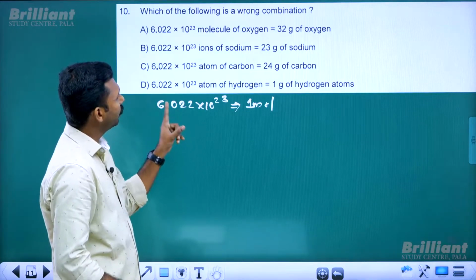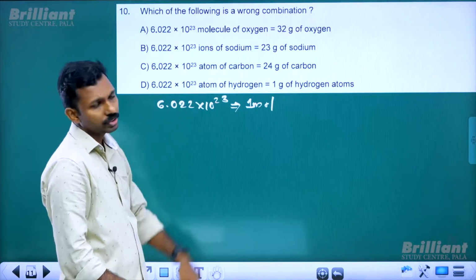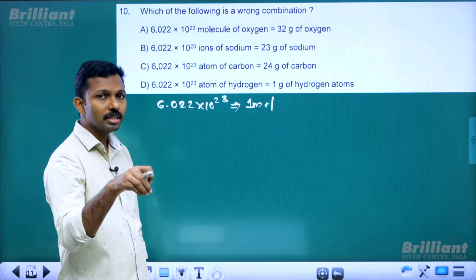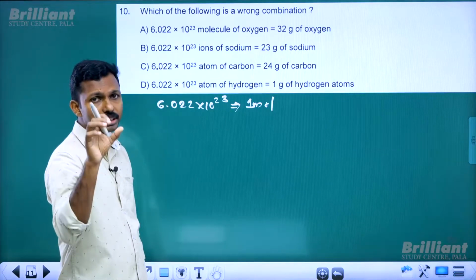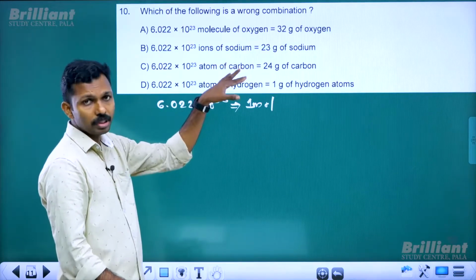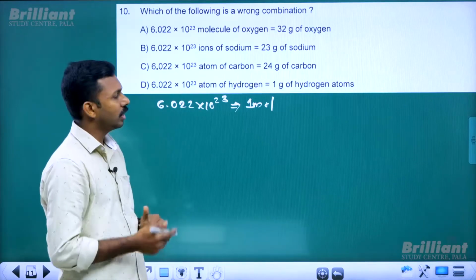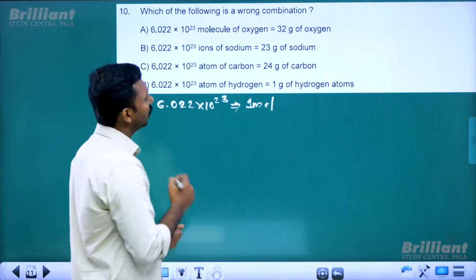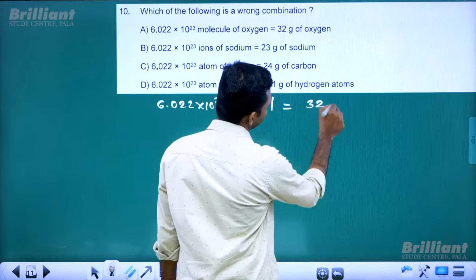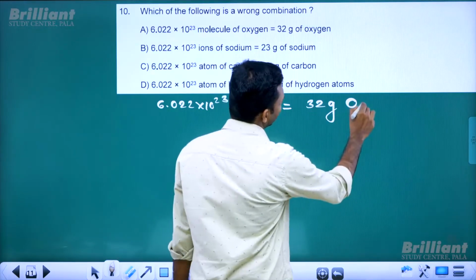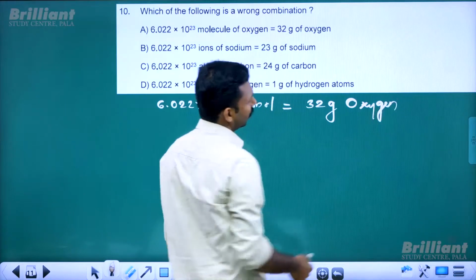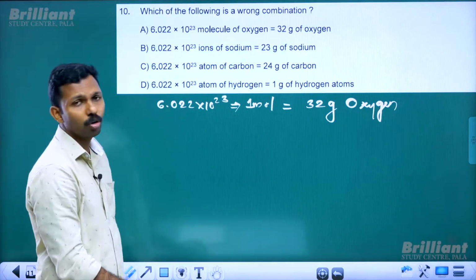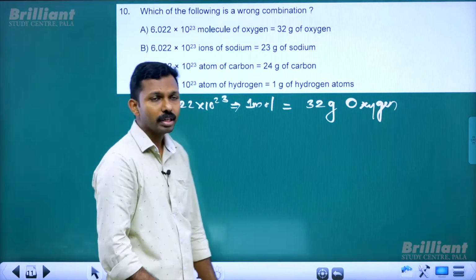6.022 into 10 raised to 23 molecules of oxygen means 1 mole. For 1 oxygen atom, we know that it has atomic mass 16. An oxygen molecule is O2, which contains 2 oxygen atoms, and their mass will be 16 into 2, that is 32. That is equal to 32 gram of oxygen. So this is a correct combination. The first option is correctly matched.